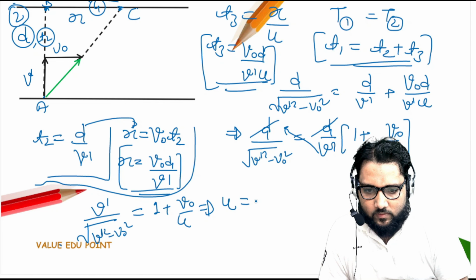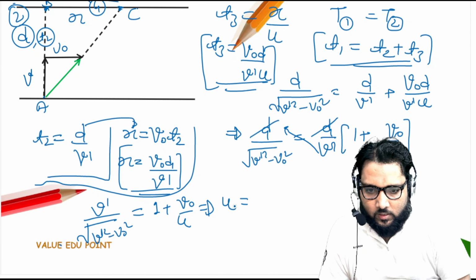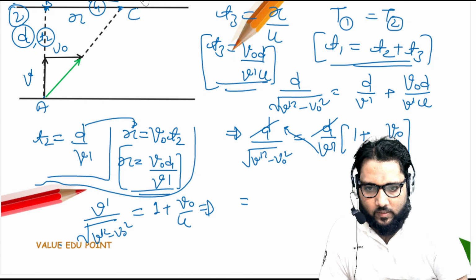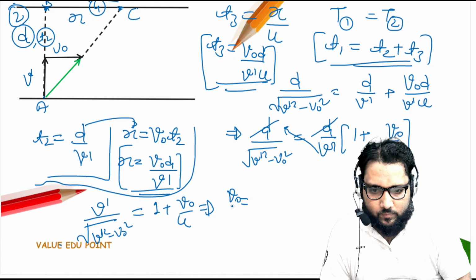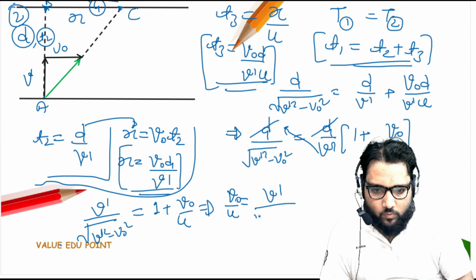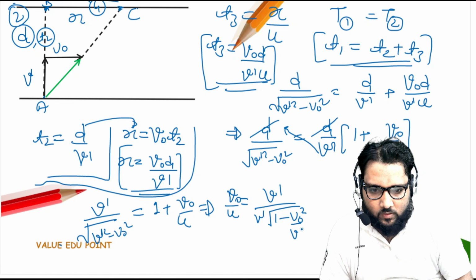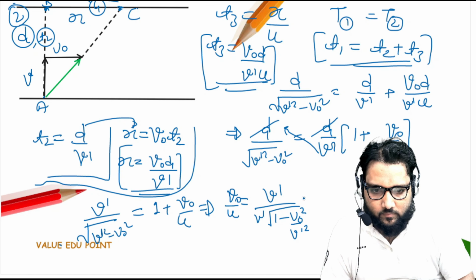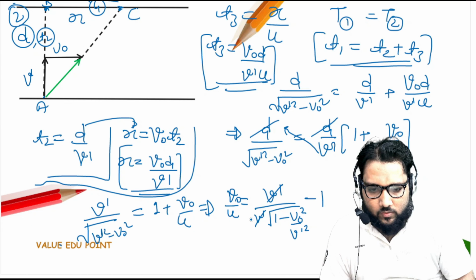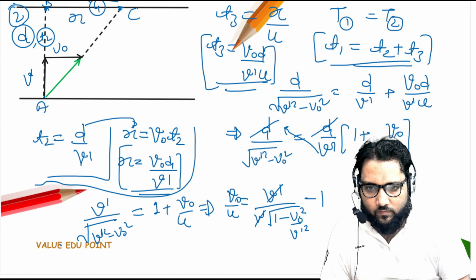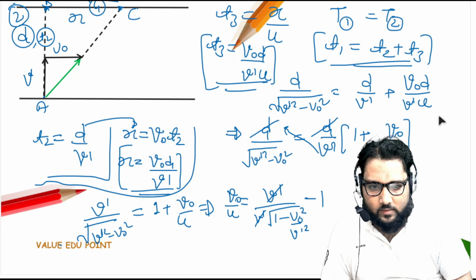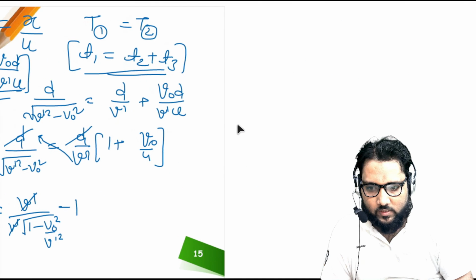So guys, look at this expression very carefully. We are taking v naught upon u, and again I am taking v dash common here. So here v dash square minus v naught square upon v dash square, and this minus 1 comes here. The v dash cancels. So now we can easily calculate the value of u, the stream velocity.